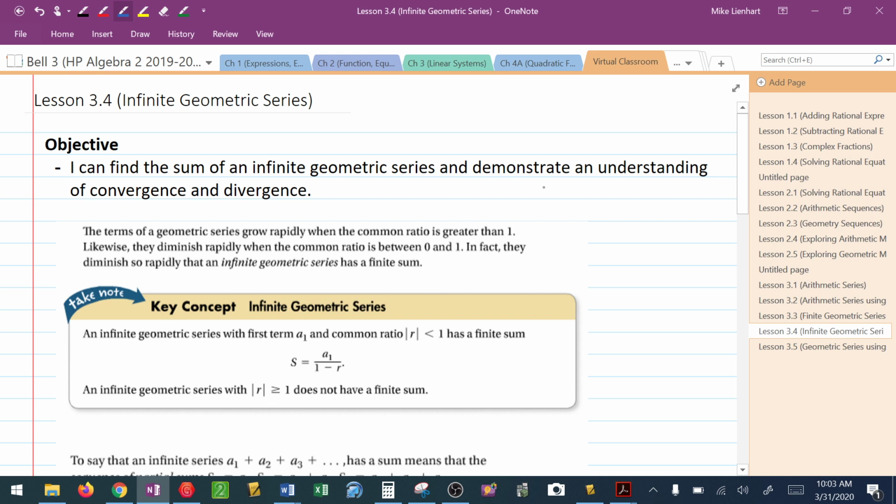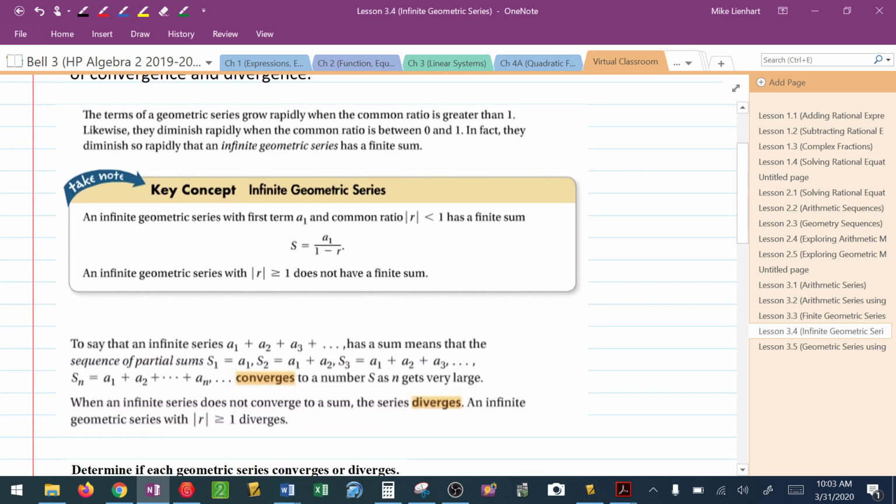What we also have to be able to do is demonstrate an understanding of what's called convergence and divergence. So I'll read to you, read along with me. It says, the terms of a geometric series grow rapidly when the common ratio, that's our R value, is greater than 1. Likewise, they diminish rapidly when the common ratio is between 0 and 1. In fact, they diminish so rapidly that an infinite geometric series can have a finite sum. It has a finite sum when that common ratio is between 0 and 1.